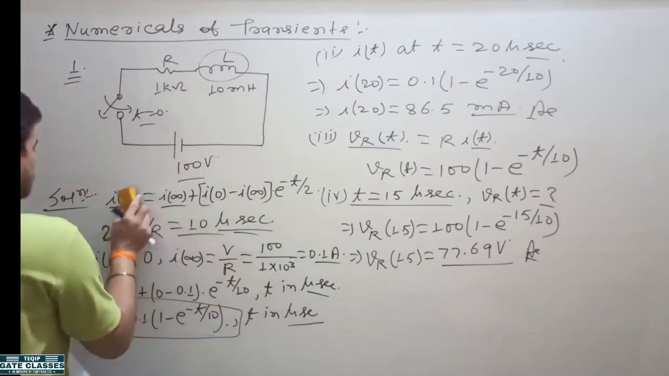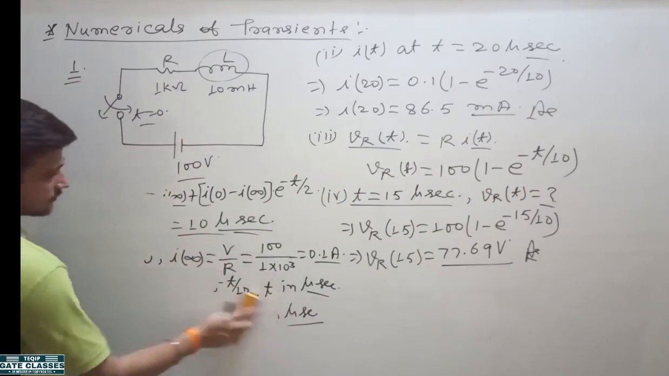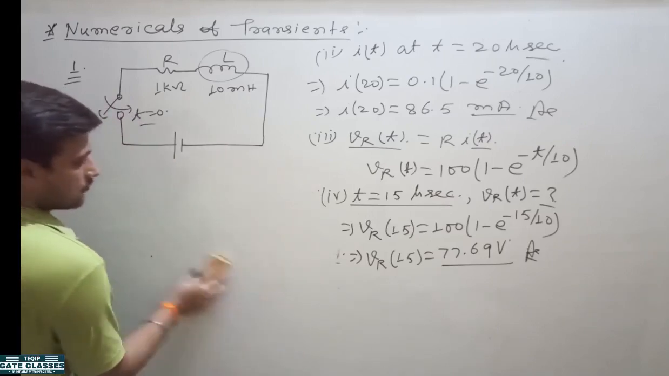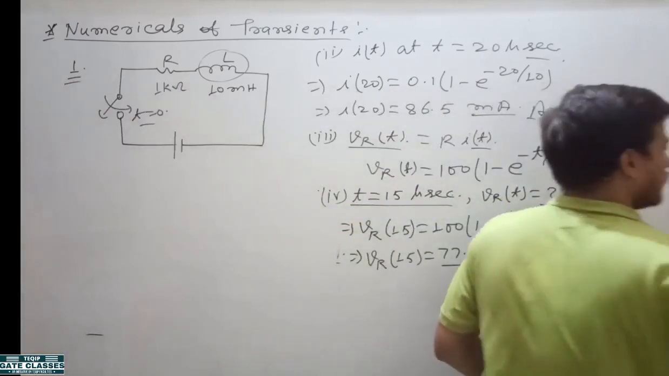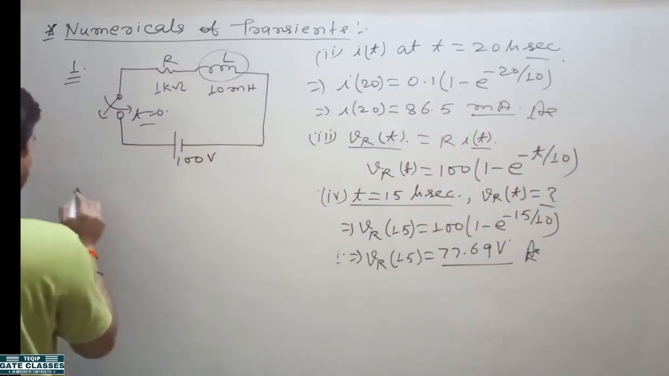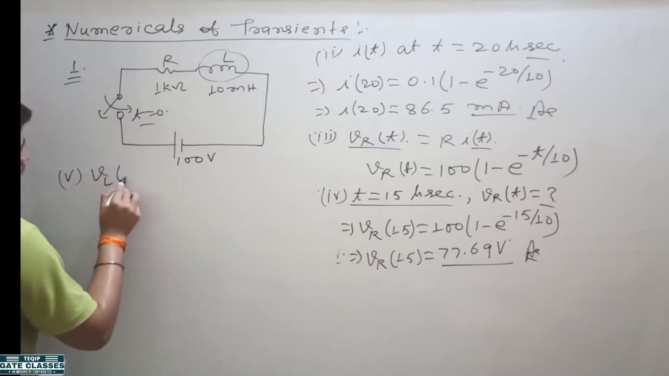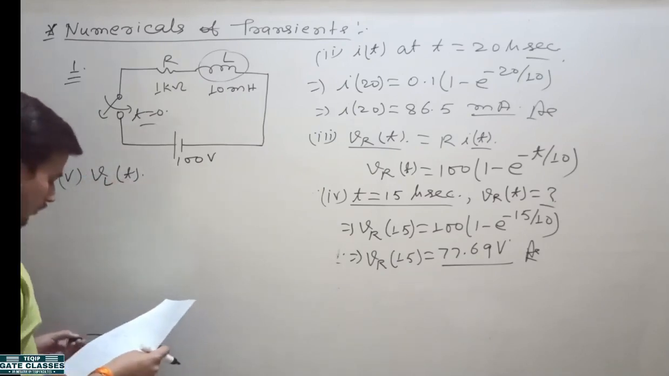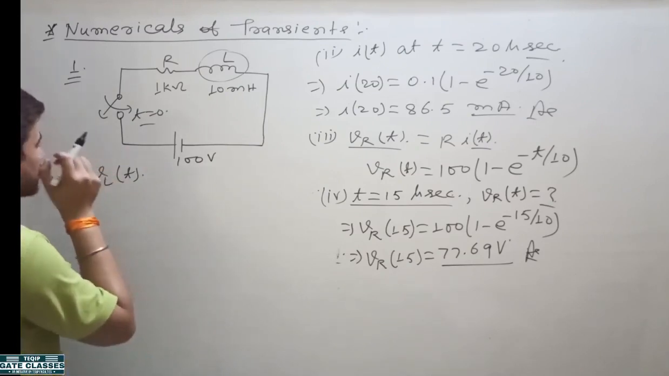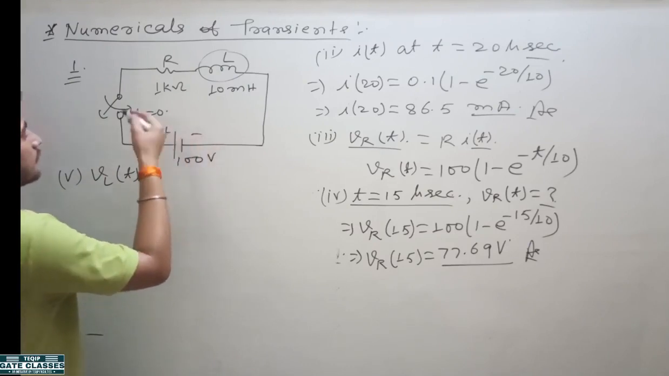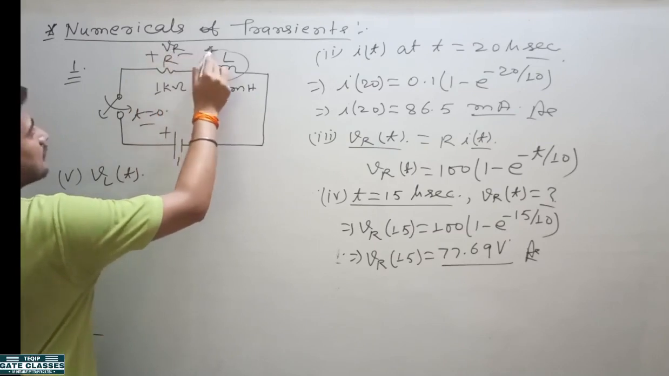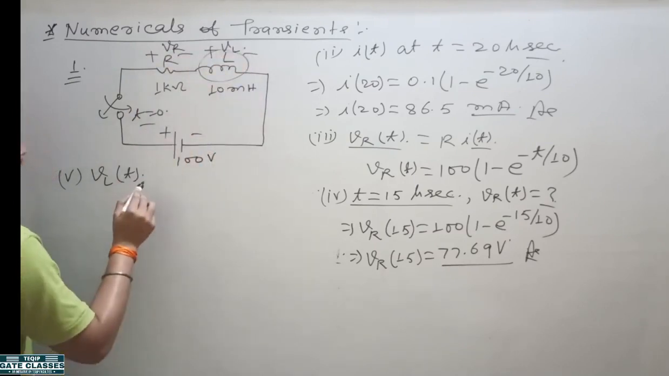Two more questions are there in this circuit. Next we have to write the expression for voltage across inductor. The fifth question is we have to write the expression for VLT. So how will you write the expression for VLT? You see VLT can be written in a different way. This is plus minus VR, this is plus minus VL. So what will you write?